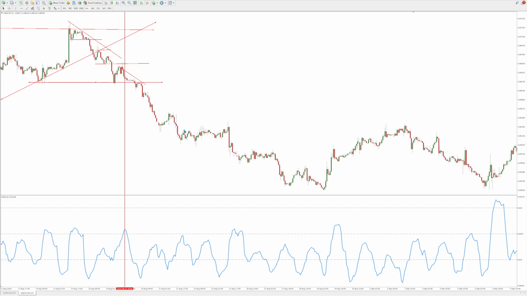Again, using a trailing stop to maximize the move as much as possible. Don't exit too early. Then when you see the market start to make higher lows, if the trailing stop doesn't get taken out, you can of course exit manually.